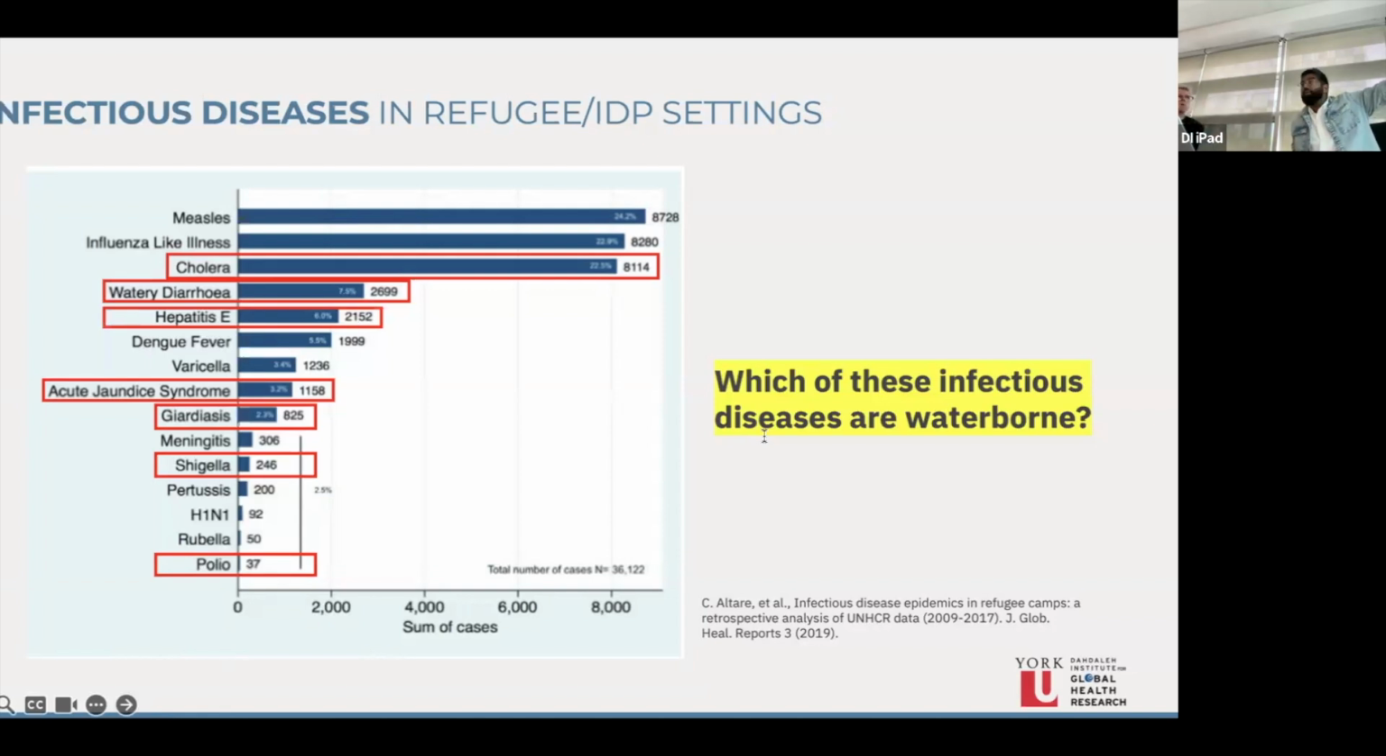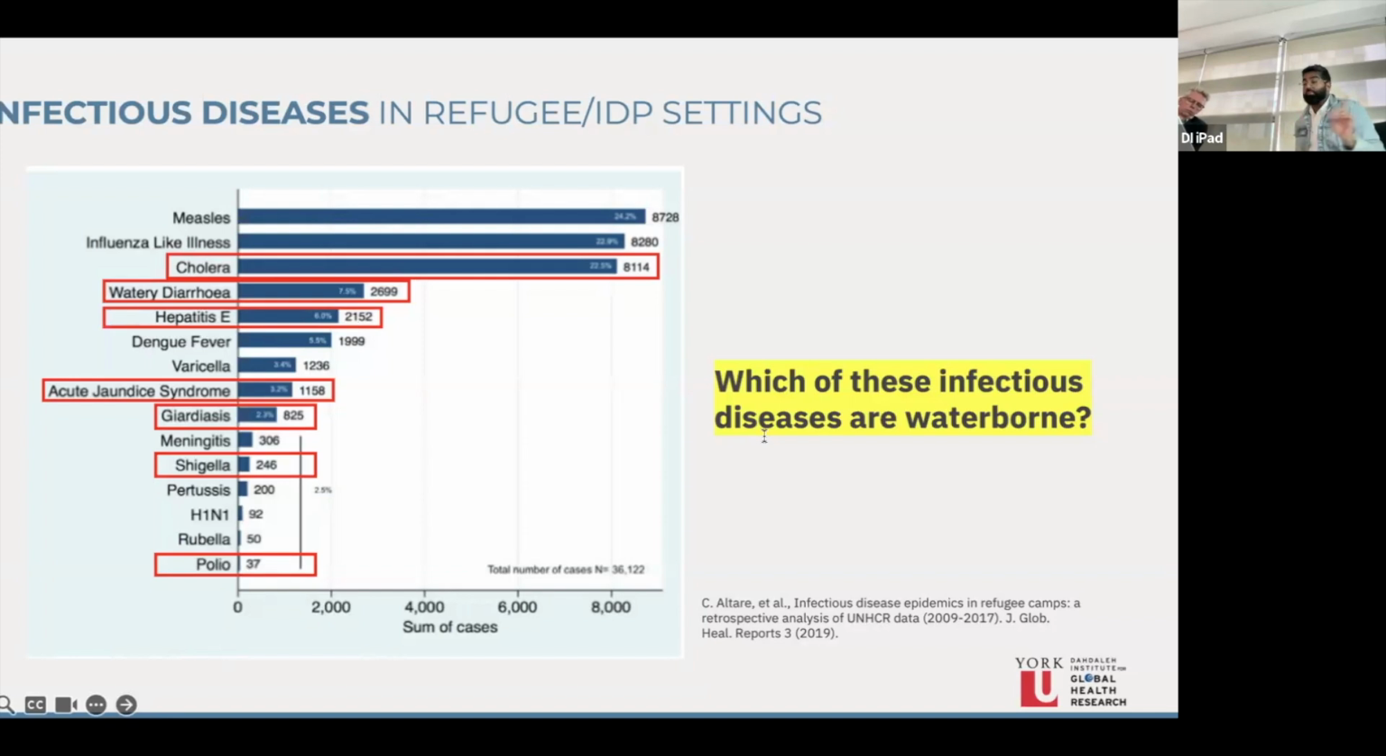Of the top 5 diseases causing outbreak burden in refugee camps, 3 of them are waterborne: cholera, watery diarrhea, and hepatitis E. And many others contribute a significant burden as well. What's really important to keep in mind with this figure is that this is from the UNHCR Health Information System, so it's only recording outbreak situations. It doesn't cover the slow burn of endemic diseases, which also have a significant mortality and morbidity in this population.